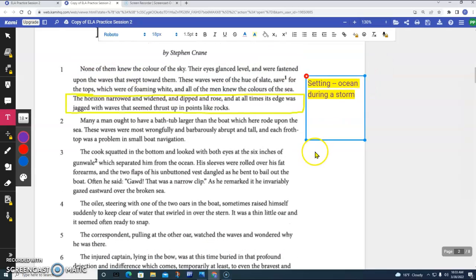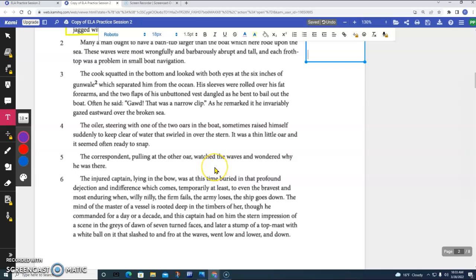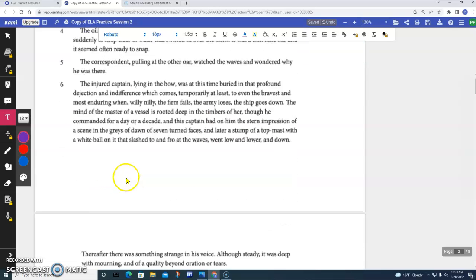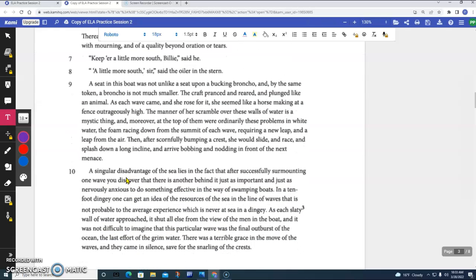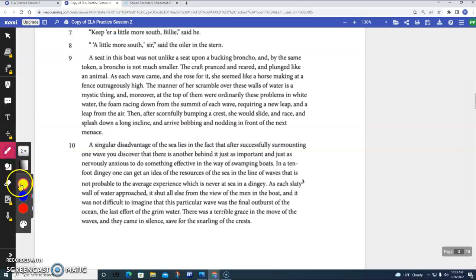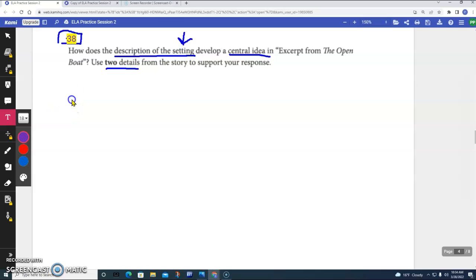Now let's find one more example that shows the setting. Okay, here's another good example. As each slaty wall of water approached, it was not difficult to imagine this wave was the final outburst of the ocean, the last effort of the grim water. There was a terrible grace in the move of the waves. They came in silence, save for the snarling of the crest. I think I'll even focus more on the last part of this for my example to support my response. So let's go back over and start to answer the question.